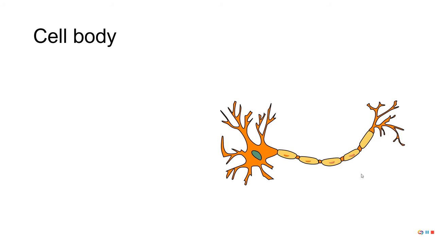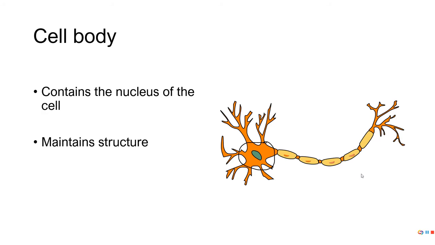Okay, so the cell body is where the nucleus is at. It gives the structure to the cell. And really its job is to run the show, right? That's what the cell body does, especially since it has the nucleus. This is where protein synthesis occurs. Oftentimes this is where there's some integration there. Dendrites get signals and then they send it on down the axon.